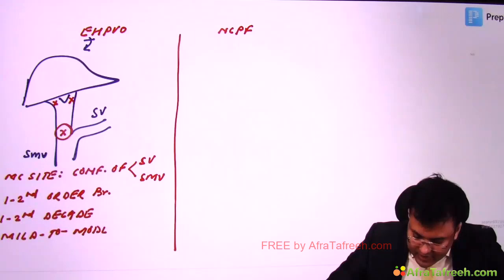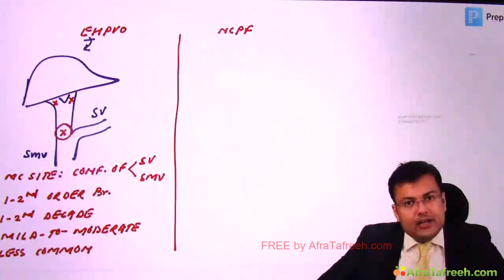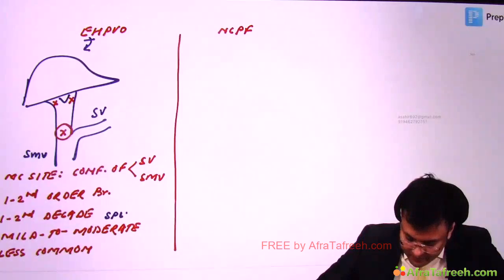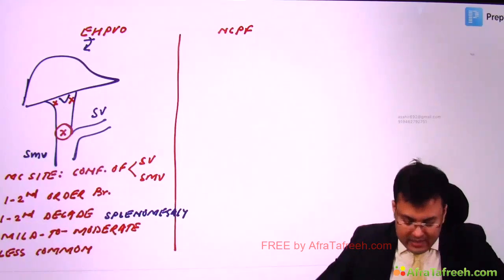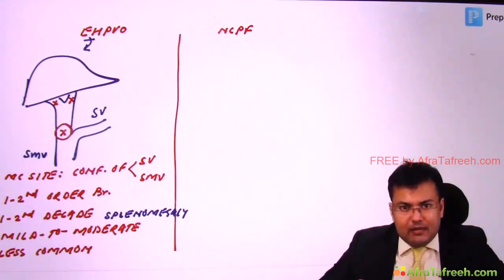Splenomegaly is not very common, it's less common. And what kind? It's mild to moderate. Clear? Now see NCPF full form, non-cirrhotic portal fibrosis.